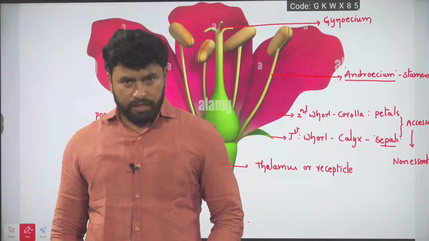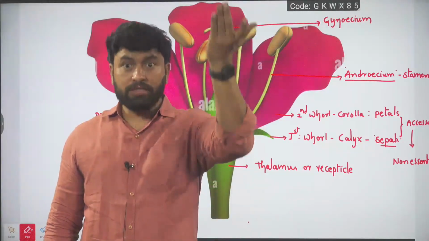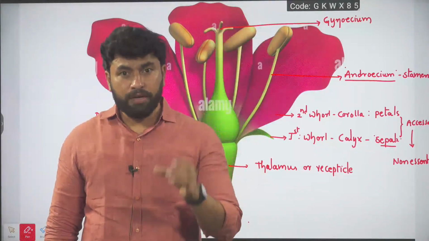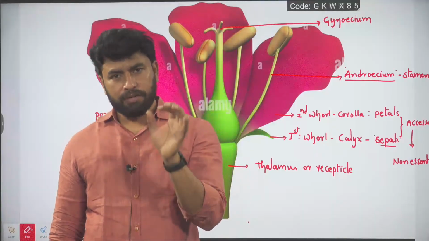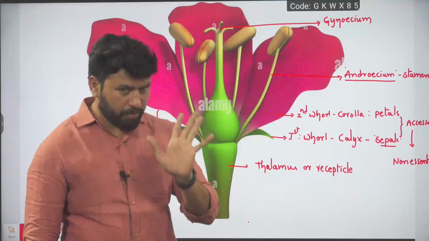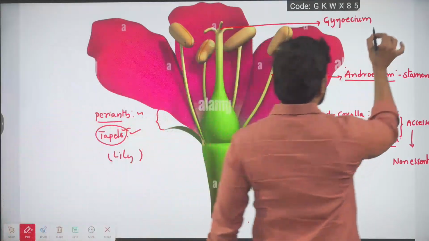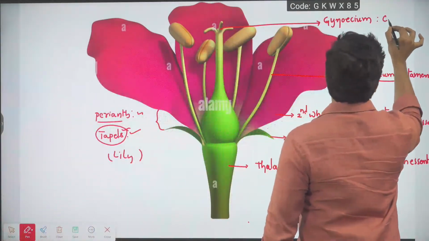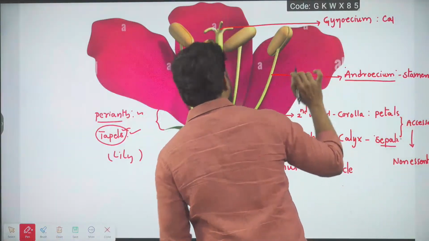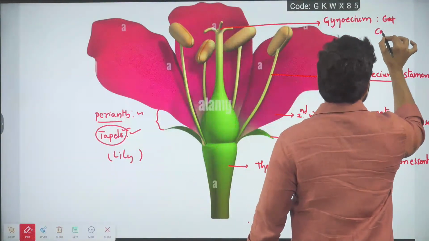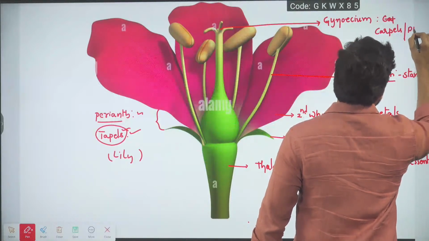I should not say gynoecium is the first whorl because it's the most essential part of a flower. I will be wrong, because the first whorl technically belongs to calyx. Gynoecium members we call carpels. We can also call them pistil.